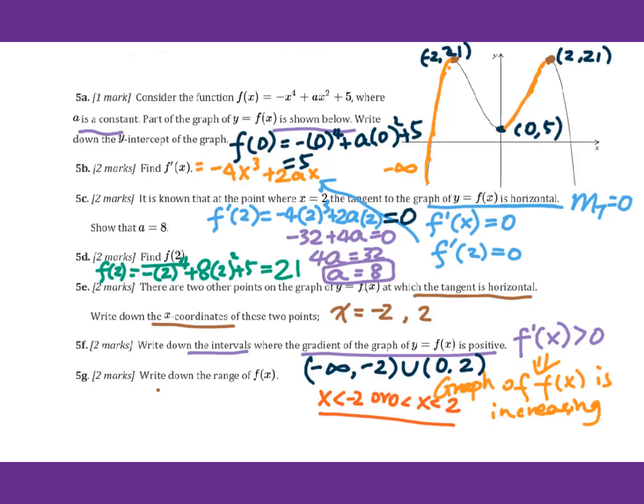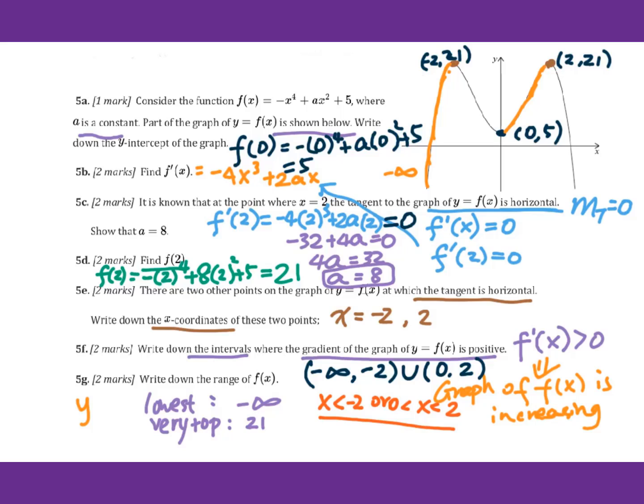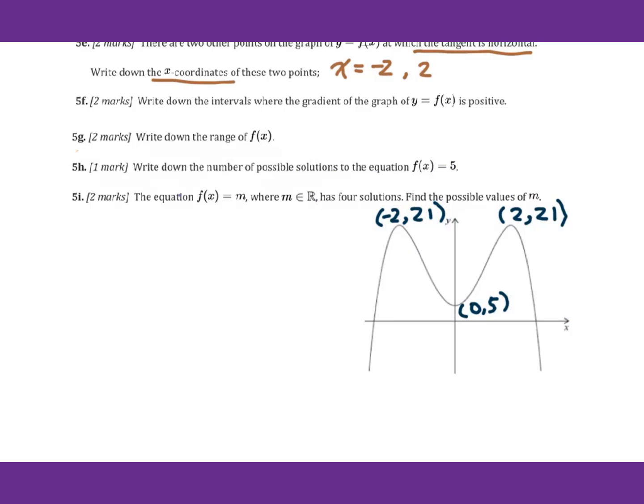Both will be good. For 5g, write down the range of f of x. You will ask yourself, do you have a lowest point? That is negative infinity. The top is the very top point. That will be 21. So the range will be y less than or equal to 21, or you can write down interval notation from negative infinity to 21. This is a bracket.